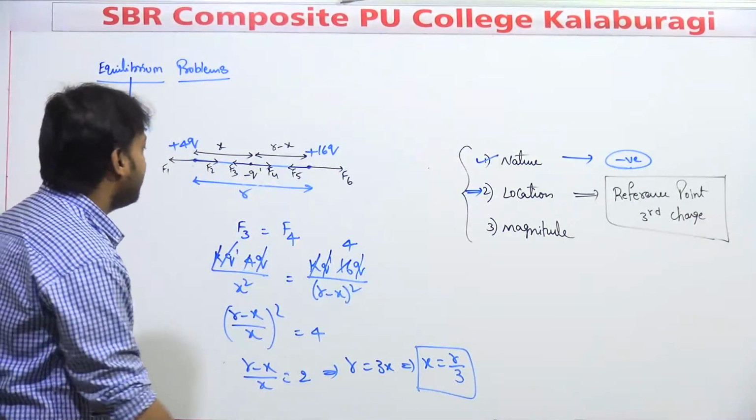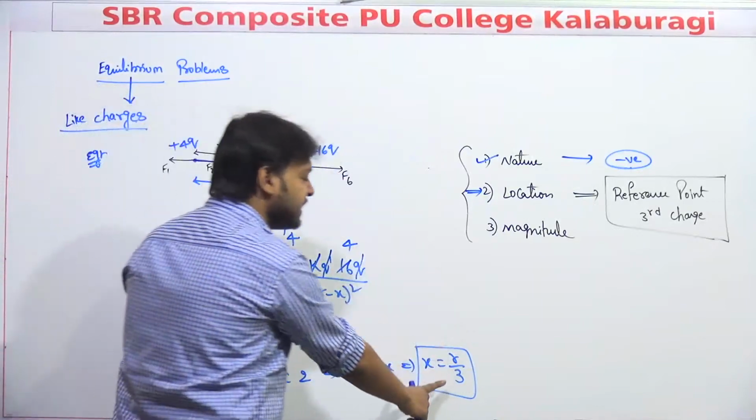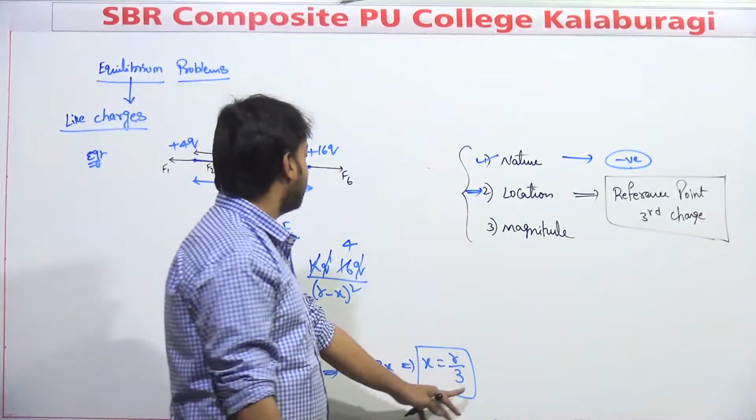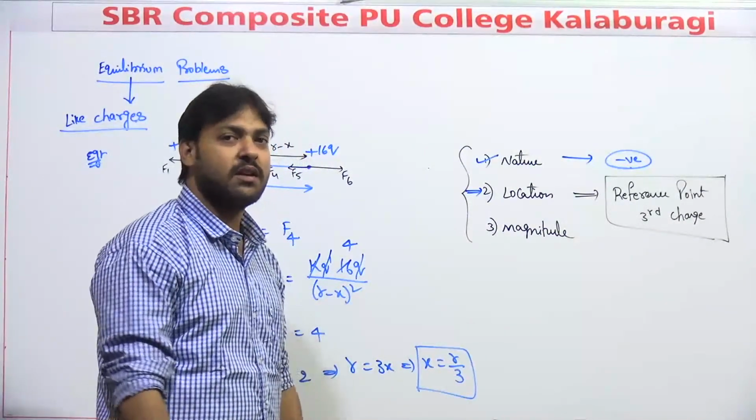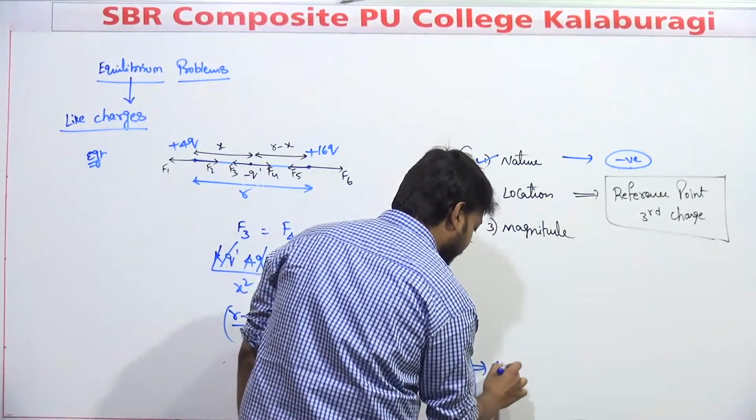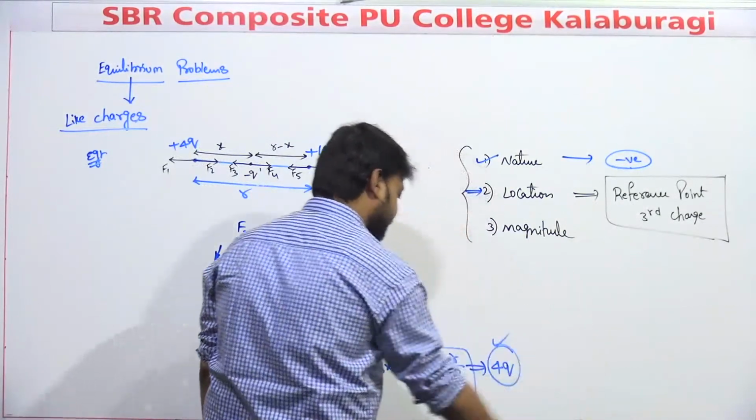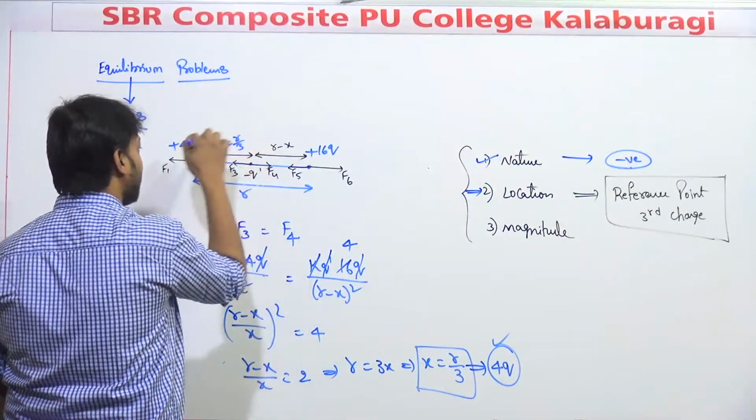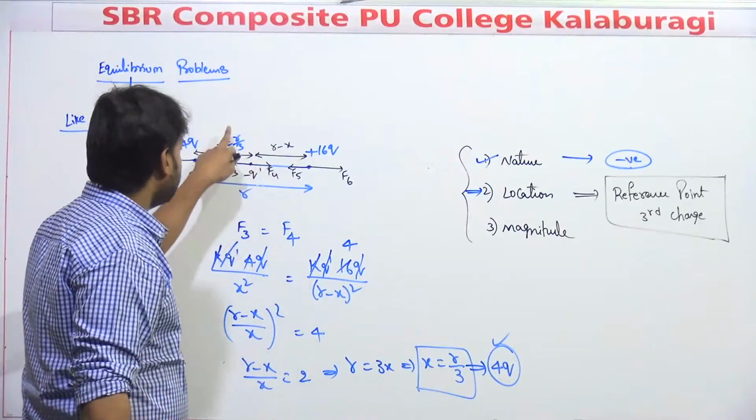Right? So where do we have to place the third charge? At a distance of R by 3 from which charge? In the options that will be there, R by 3 from 16q, the first option, is absolutely wrong. So R by 3 from which charge? From the 4q charge, where you have to place it at R by 3.